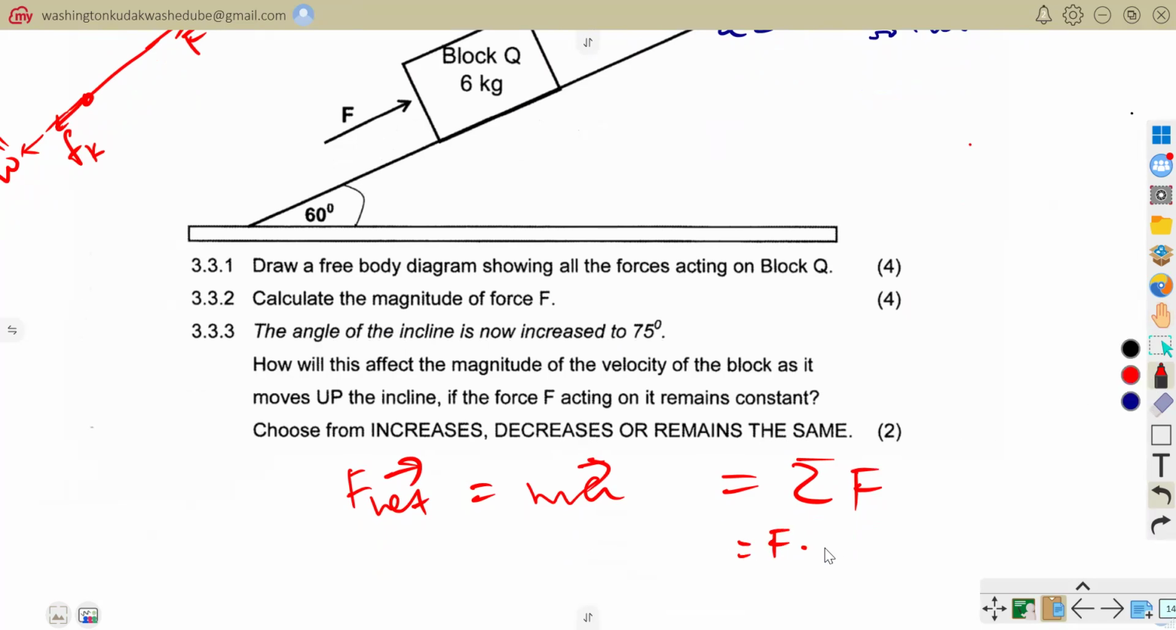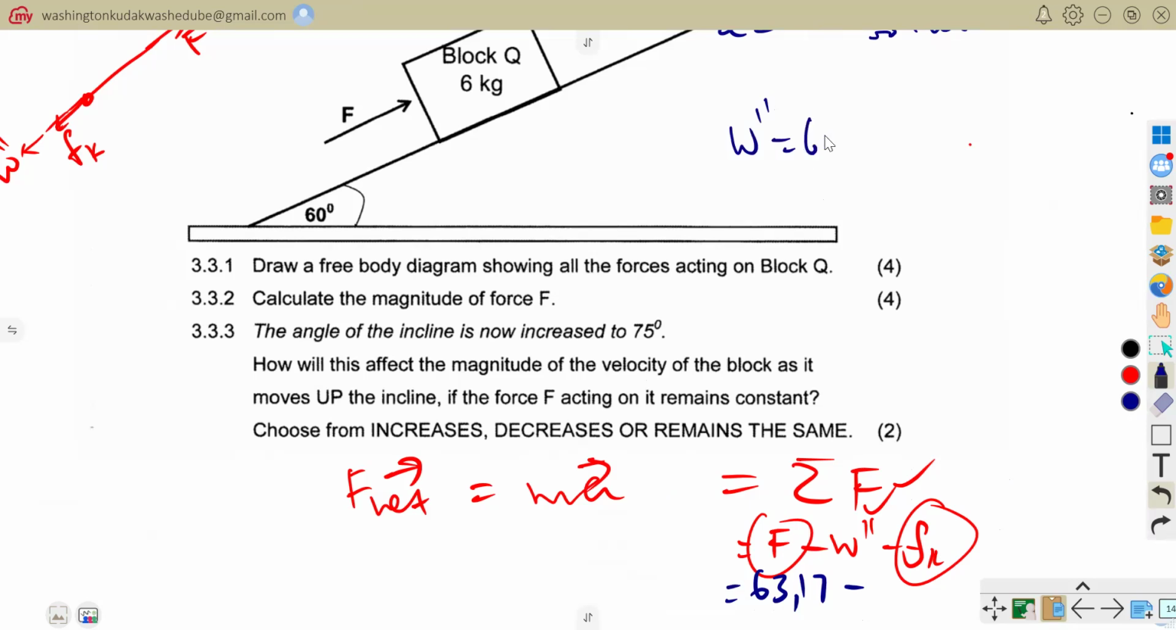Going up being positive: F minus W prime prime minus our kinetic frictional force. Let's keep these two constant. Now this has increased. So let's say, for example, this was 10 minus our what? Let's say maybe this was 100. The force applied, the force that we got there, it's 63.17. So this one now, initially, W prime prime was 6 times 9.8 times sine 60, which would be 50.92. Now, W prime prime is now 6 times 9.8 times sine 75.